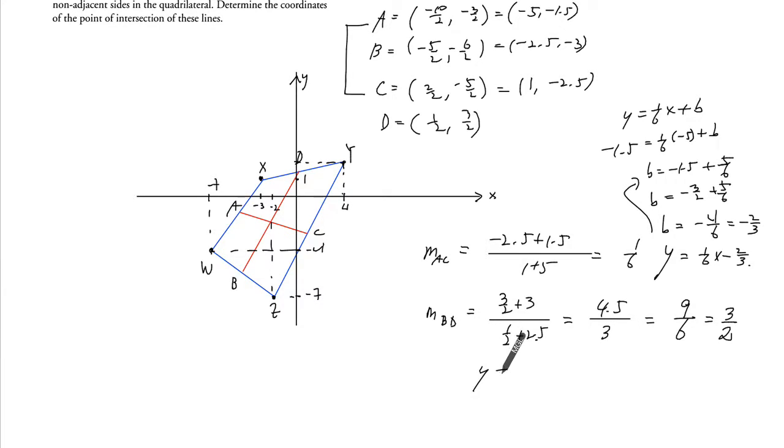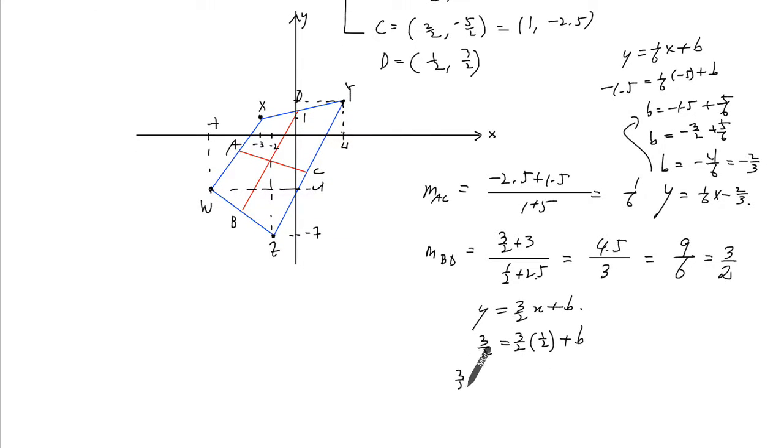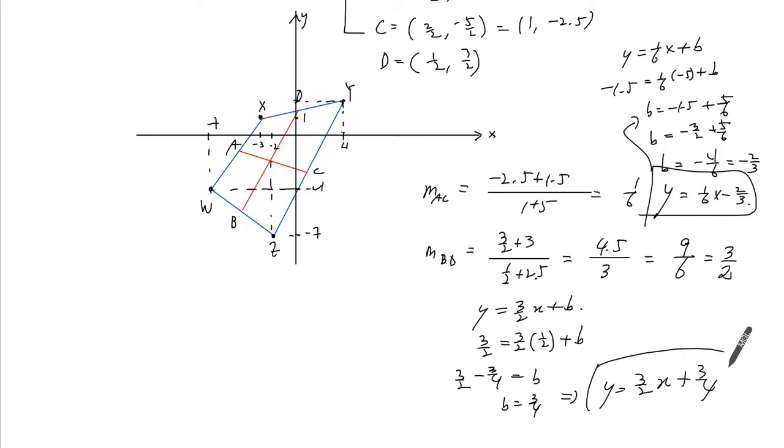Here it's y is equal to 3 over 2x plus b. So b or d, we can plug it in. Let's plug in D. So 3 over 2 is minus 3 over 4 when you bring this over to the other side, and you get 3 over 4. So it's y is equal to 3 over 2x plus 3 over 4. So here are the two equations. And to get point of intersection, right, we just have to make those two equations equal to each other. So that is equal to this.